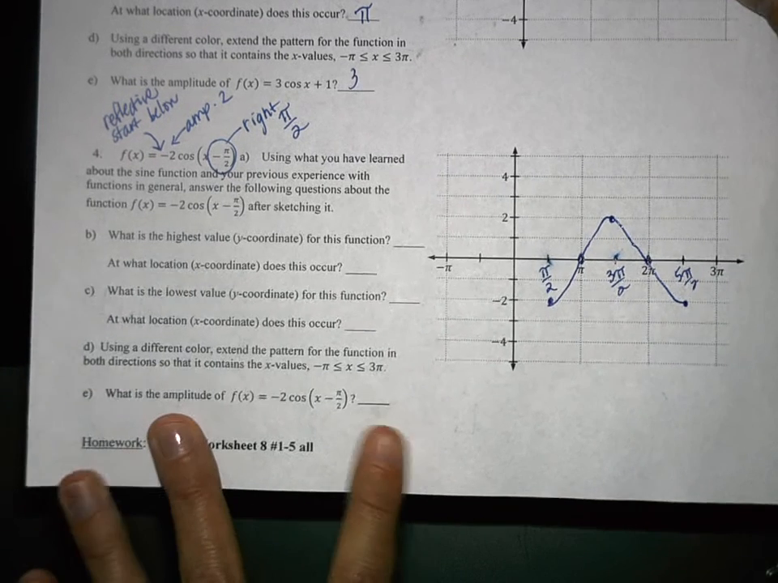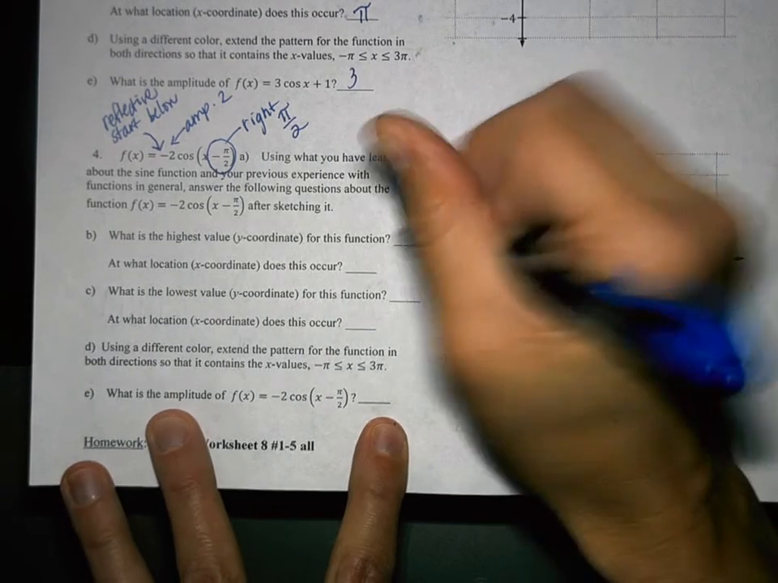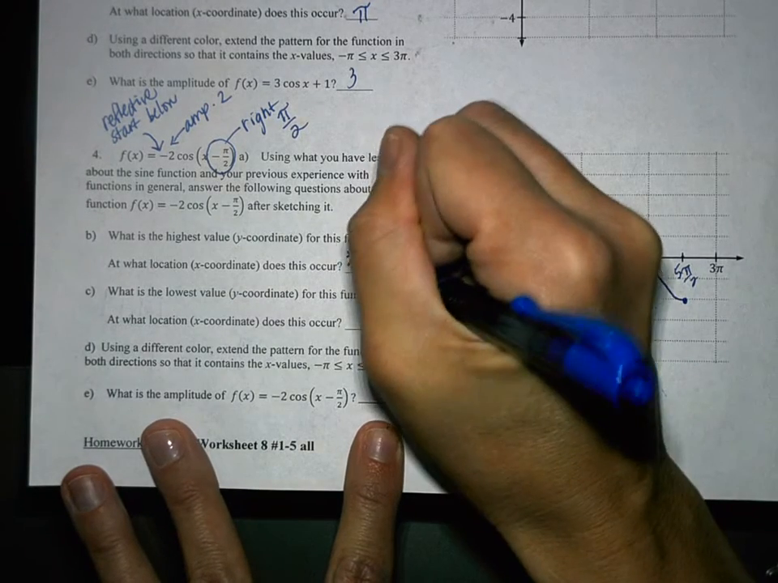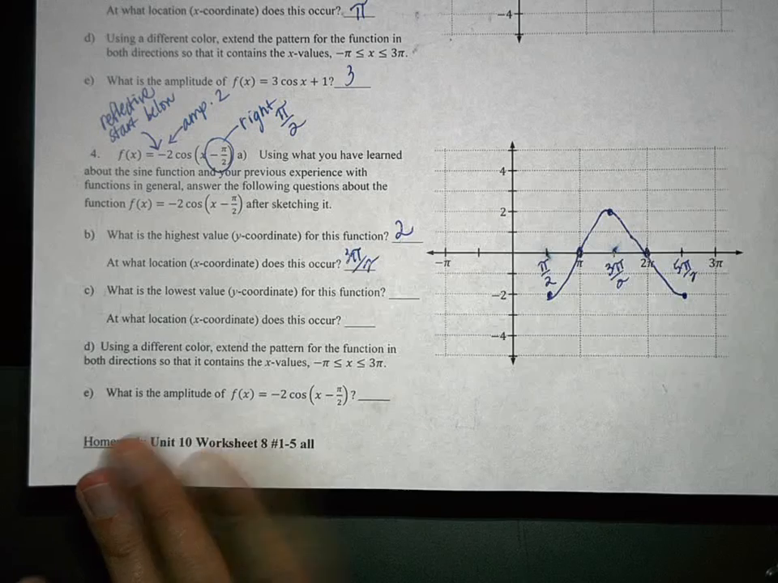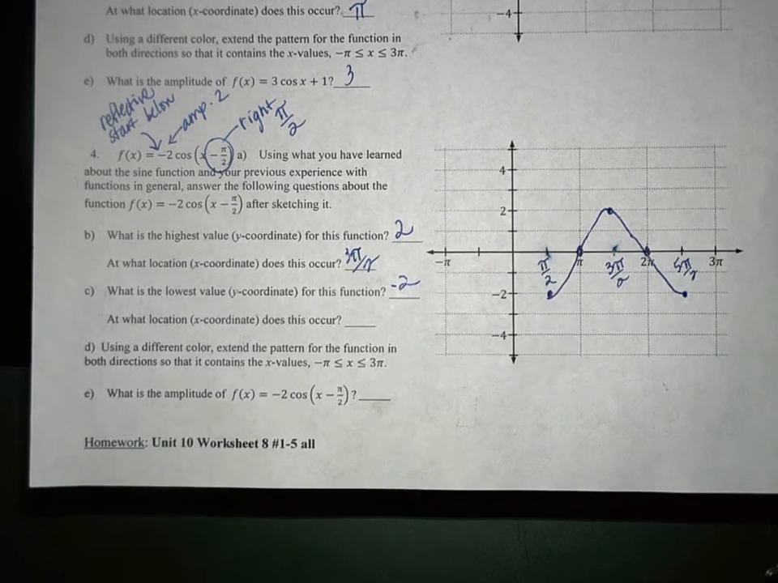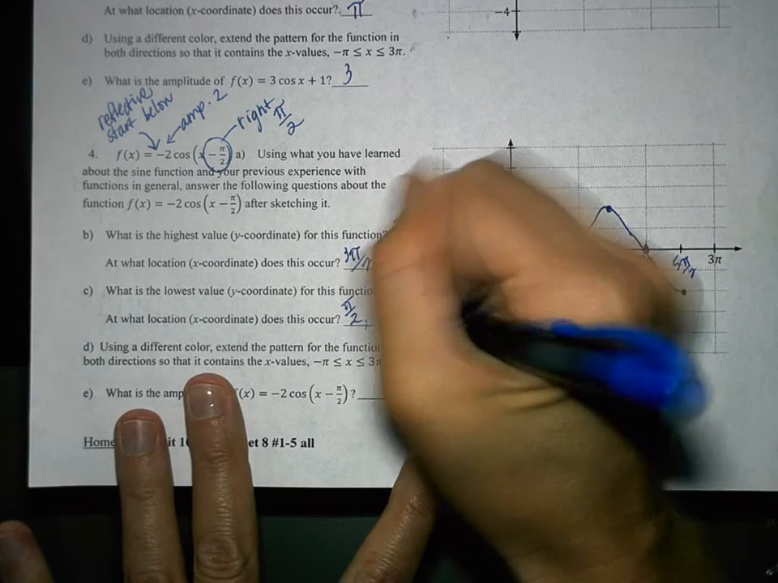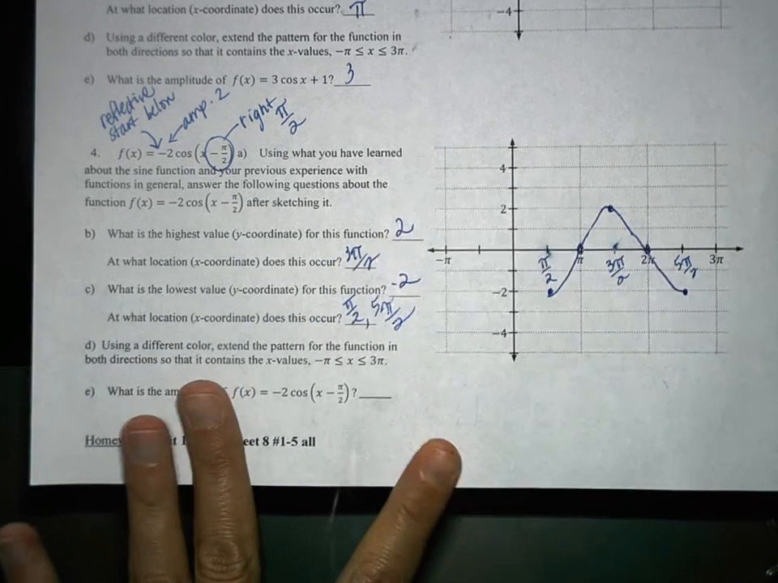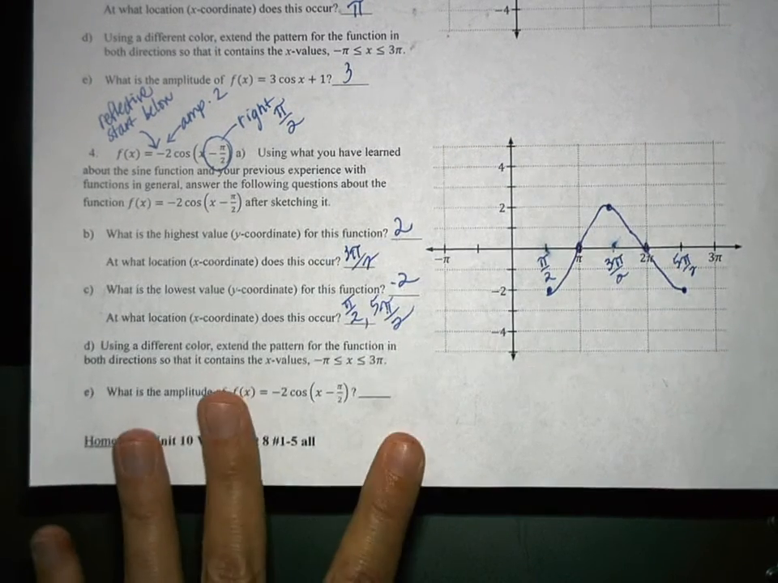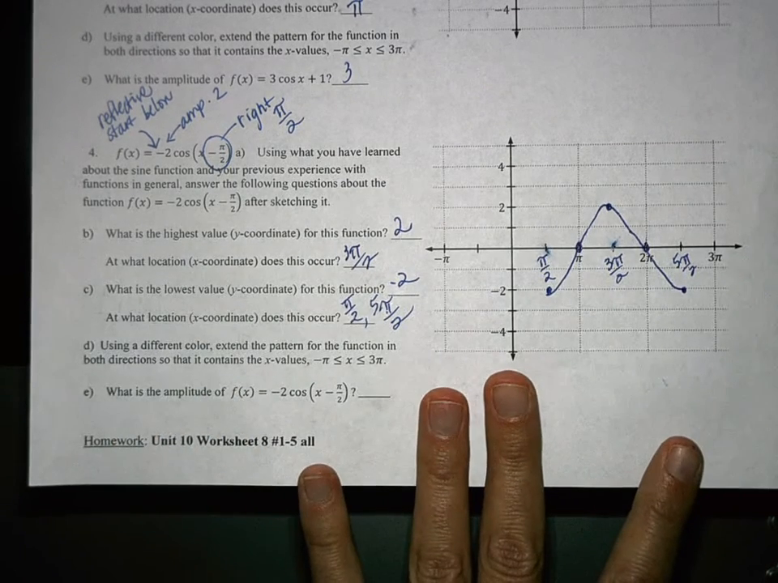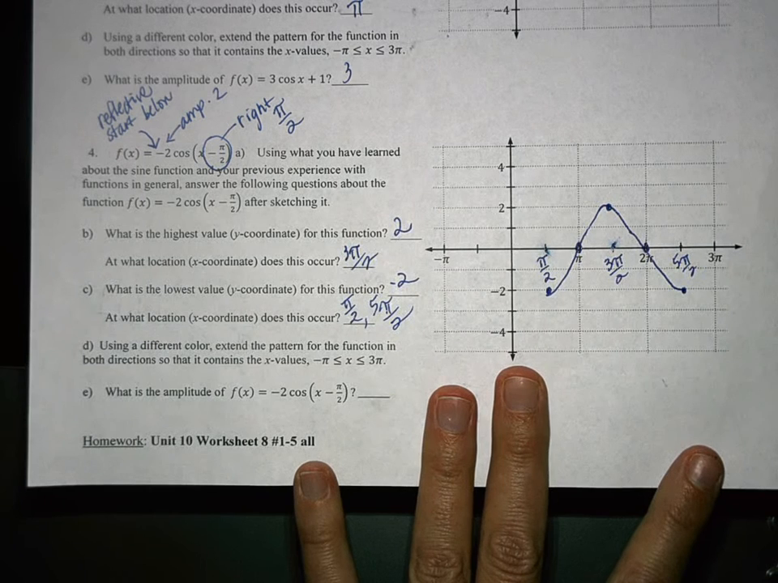Okay, what's the highest value? 2. At what location does it occur? Good. What's the lowest value? -2. At what location does it occur? Good. Pi over 2, 5 pi over 2. And then we're going to extend the function. So at 3 pi, where am I going to be? That would be at the 0.